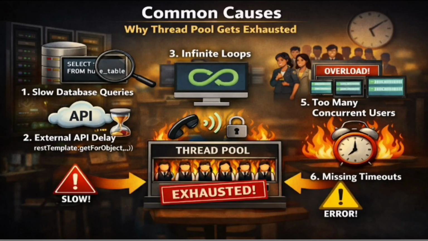Now let's discuss the common reasons behind thread pool exhaustion. One major reason is slow database queries. If a query takes 20 or 30 seconds to execute, the thread remains blocked during the entire operation. Another common reason is external API delay. Suppose our application calls a payment gateway and the external service is slow. Until the response comes back, our thread keeps waiting. Other common causes include blocking operations, infinite loops, missing timeout configurations, and handling too many concurrent users. All these situations gradually consume available threads.